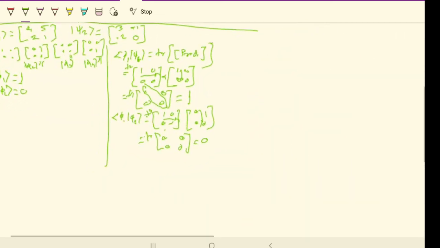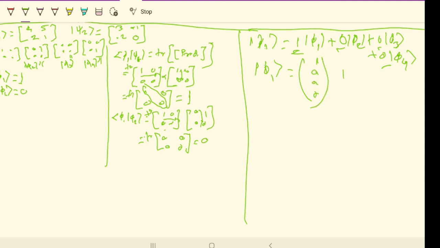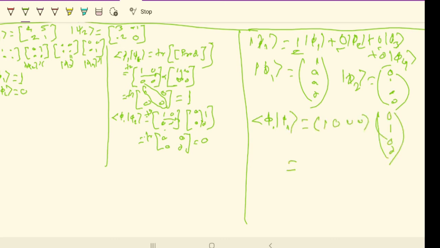Another way of doing this is, I'm going to represent the basis vector itself in terms of basis vectors. So I'm going to represent phi1 something like this: 1 times phi1 plus 0 times phi2 plus 0 times phi3 plus 0 times phi4, right? So in terms of matrices, my phi1 will be equal to the components of phi1, phi2, phi3, phi4. So 1, 0, 0, 0. Similarly, phi2 will be given by 0, 1, 0, 0, and so on and so forth. You can calculate for phi3 and phi4.